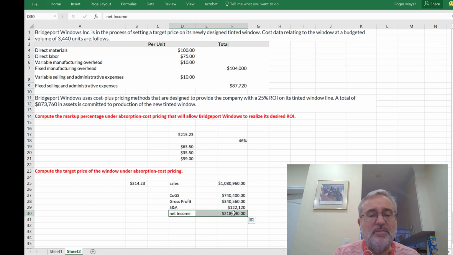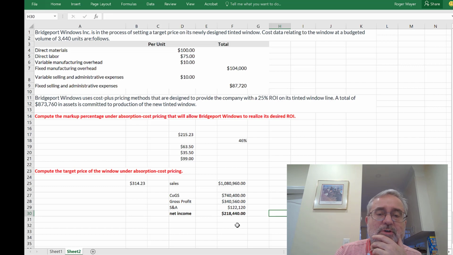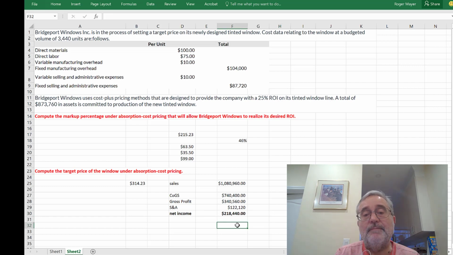Our net income is going to be our gross profit minus our sales and administrative expenses. So our net income that we see right here is $218,440. Okay, so what is our return on investment? Well, we said we wanted a 25% return on investment. Let's see if this actually works. So the return on investment is going to be net income divided by our investment. Our investment is $873,760, and this is 25%. So that's what we were looking for.